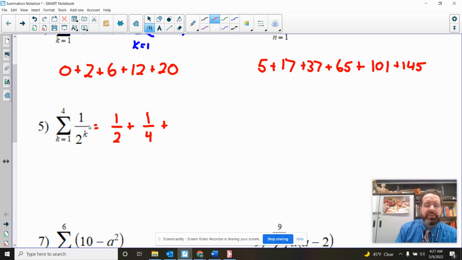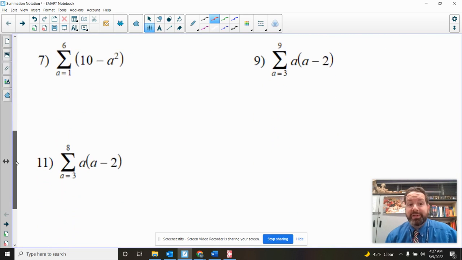Next up, 1 over 2 to the third. 2 times 2 times 2, that's going to be 8. And then stopping at 4, we've got 1 over 2 to the fourth, so times 2 again. Whoops, not an equals there, another plus sign. Would be a 16. And so there you go. That is the sum of this particular series.